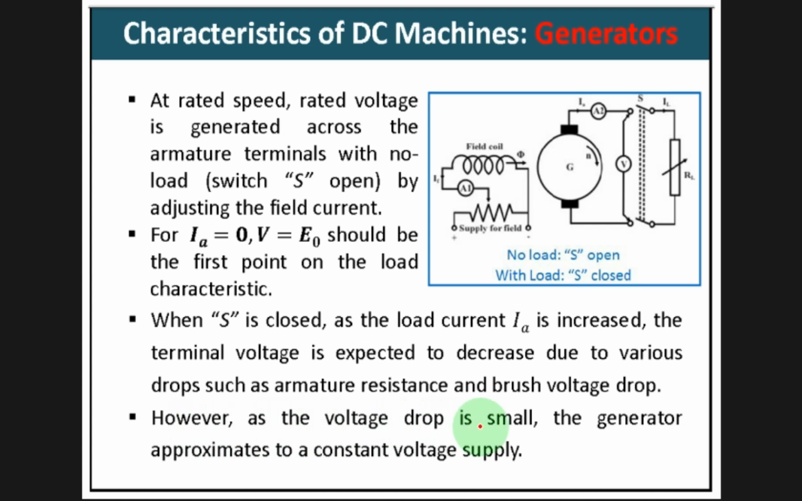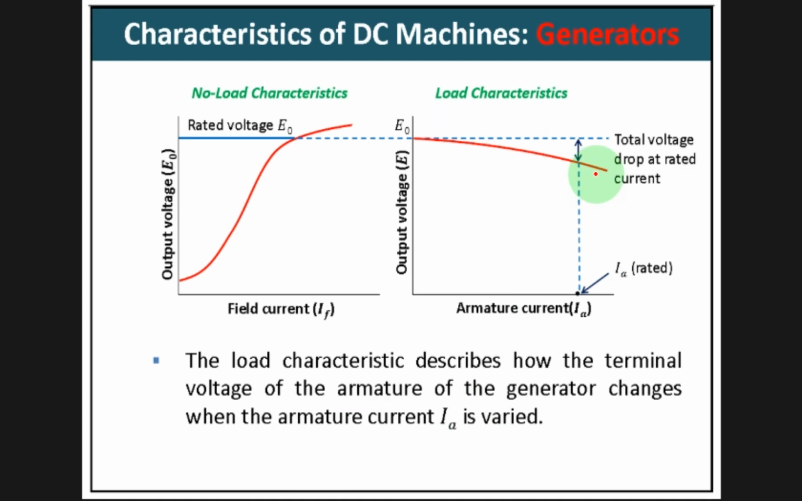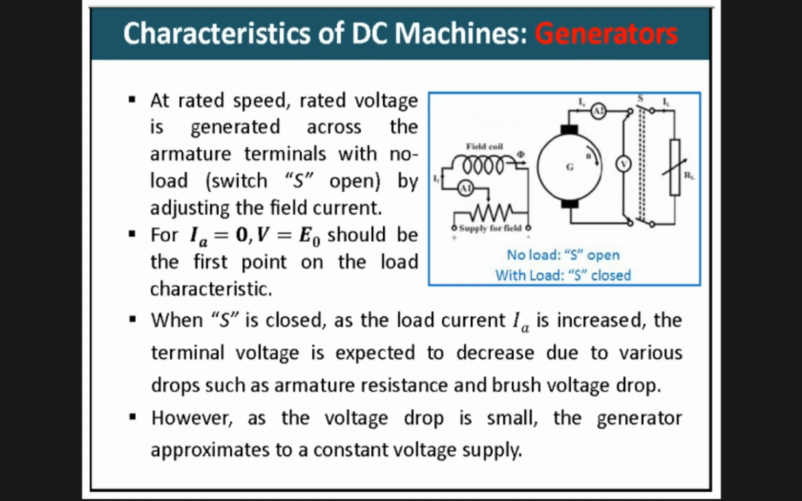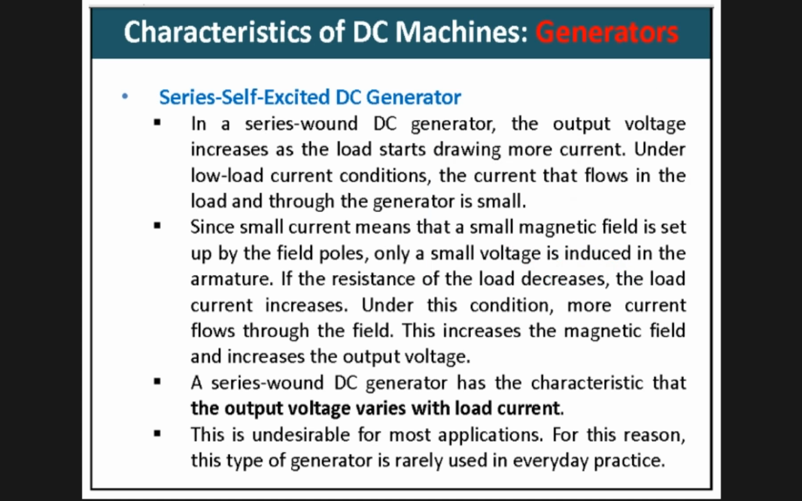But this voltage drop is very small, so therefore the generator approximates to a constant voltage supply. So in the previous graph, this is a small voltage change, so we can assume, approximate, that it is supplying a constant voltage. Then if we look at the series self-excited DC generators, there the output voltage increases as the load starts drawing more current.